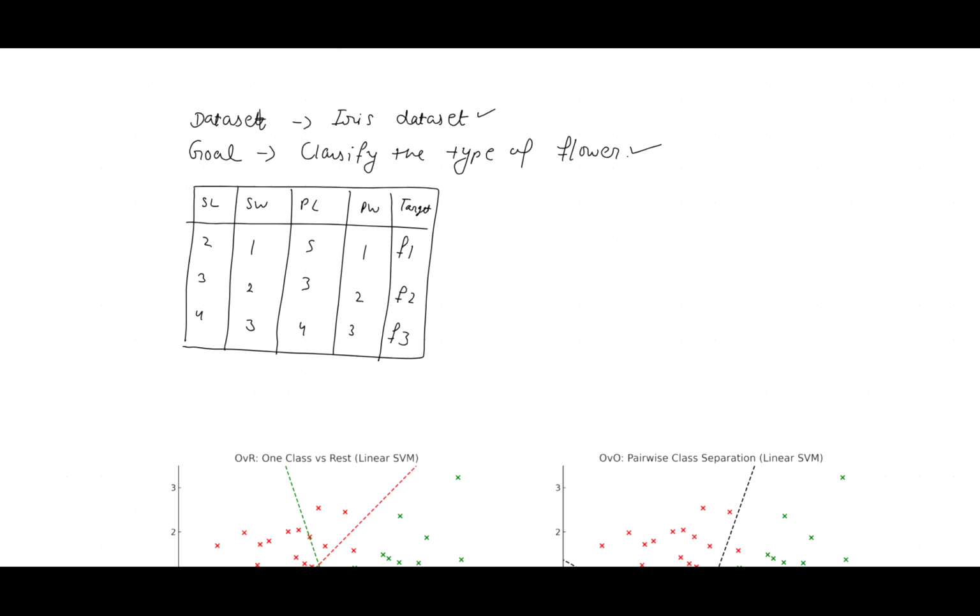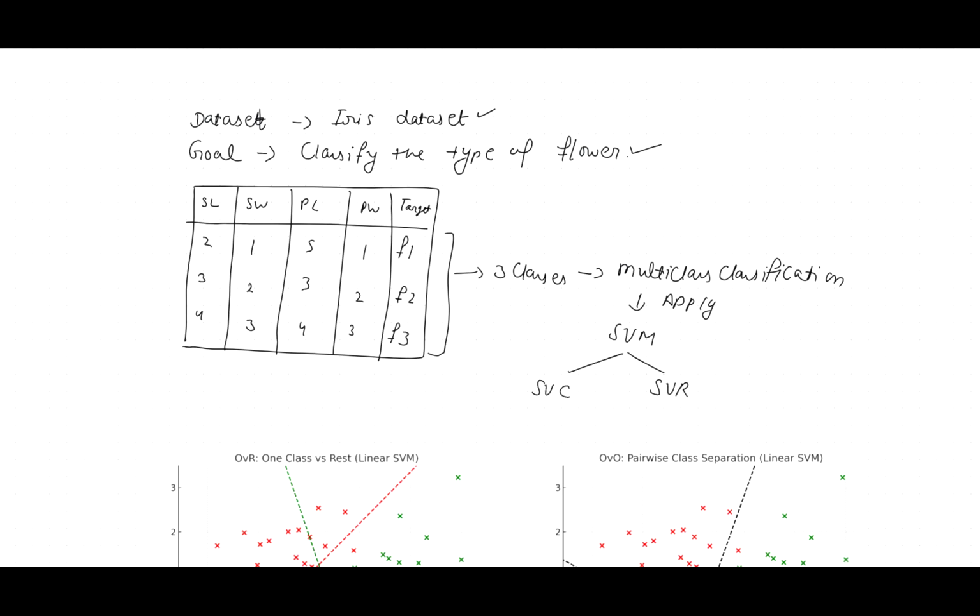Now you can see there are three outputs, right? There are three classes. So this is called multi-class classification. And what we are going to do is apply SVM today on this. As I told you in my previous video, SVM works for the SVC classifier and SVR. Now I will explain SVC in detail, how the SVC works actually. Let me drag it upward.